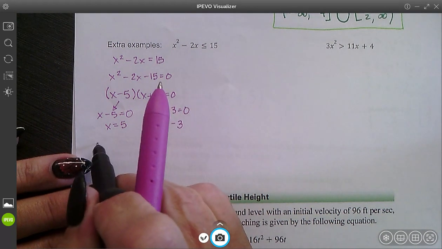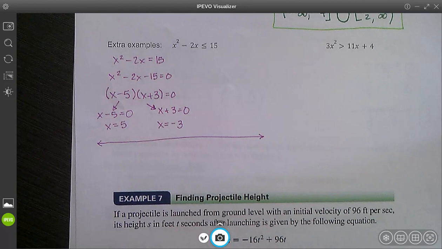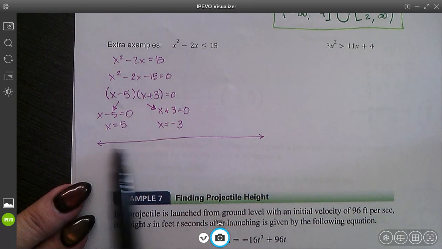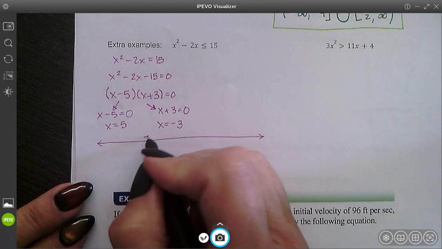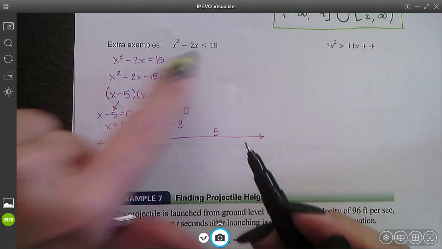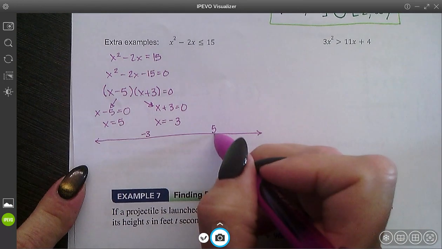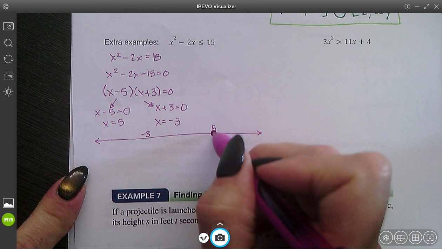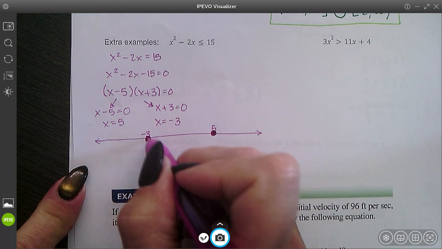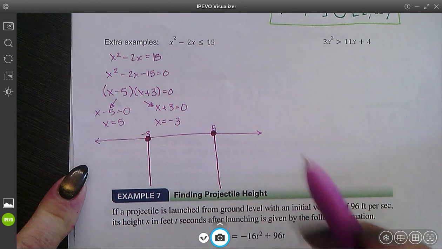So I'll put those on my number line. I got to go in order. So the negative 3 will be to the left and 5 will be to the right. Since my original inequality was less than or equal to, I'll use closed circles when I start my tests.